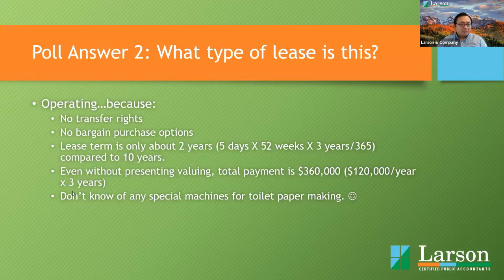And then the last point I failed to mention here is that there are no special machines that I'm aware of that make toilet paper. That is why that 5th criterion won't apply either.